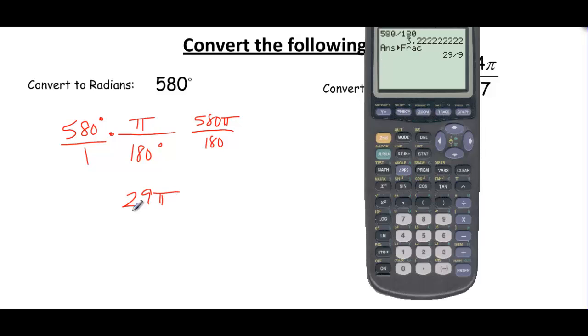29 pi over 9. Because remember, I didn't worry about the pi. I just kept this down. I just reduced my numbers. So my answer is 29 pi over 9.